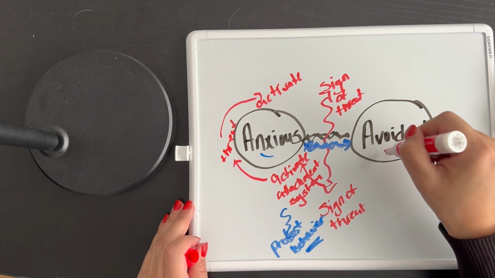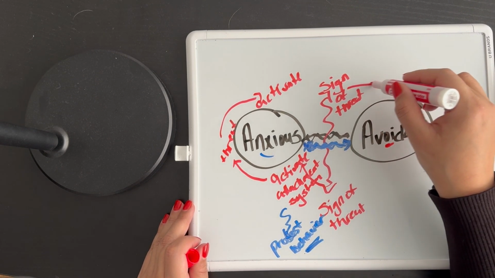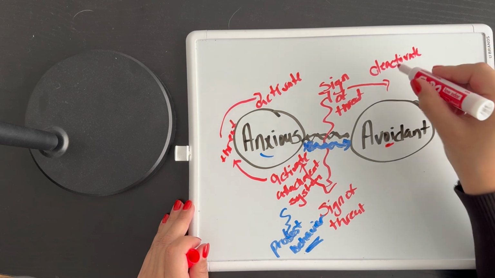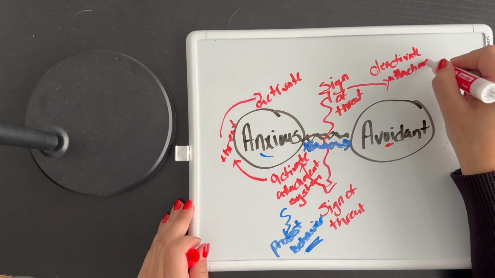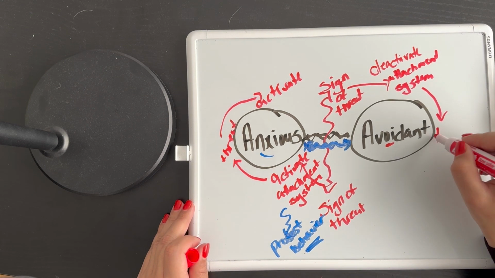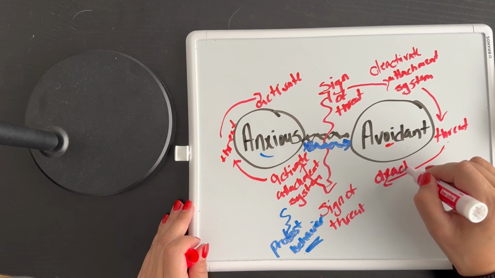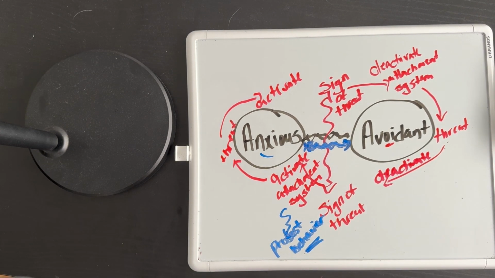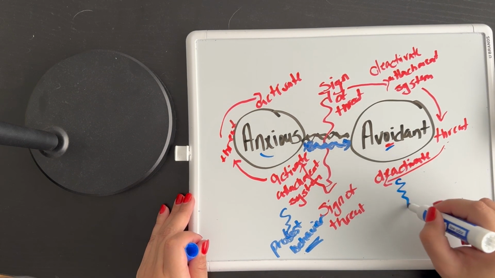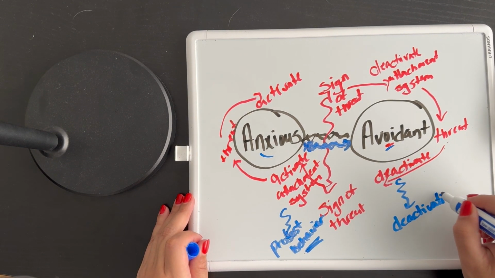Now, for a person who has an avoidant attachment style, at the sign of threat, they often will deactivate their attachment system. If the threat continues, they continue to deactivate. And a person with an avoidant attachment system will often engage in deactivating strategies.